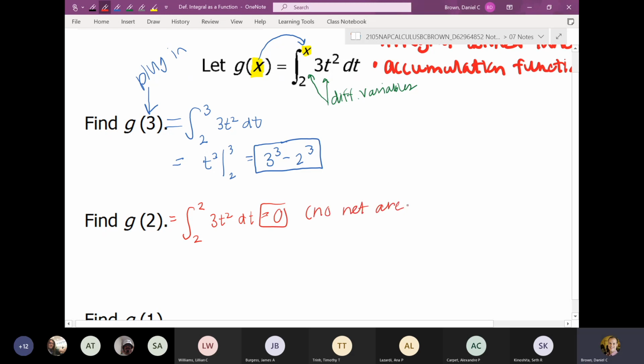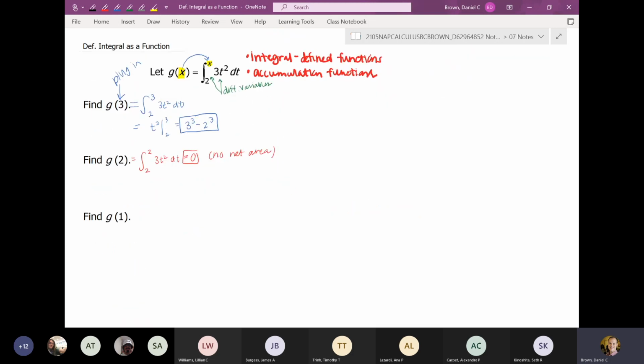Conceptually, we can interpret this as no net area. It also works when we're moving backwards. So this is g of 1. We're still starting at 2, but I'm plugging in 1. Yes, those are backwards, but we know conceptually that's just going to change the sign of the area. But we can evaluate it the normal way, t cubed from 2 to 1, and then plug in the top number minus the bottom number. That's pretty easy to simplify. 1 minus 8, negative 7. So that's what I mean by an integral defined function. We can write all sorts of integral defined functions.